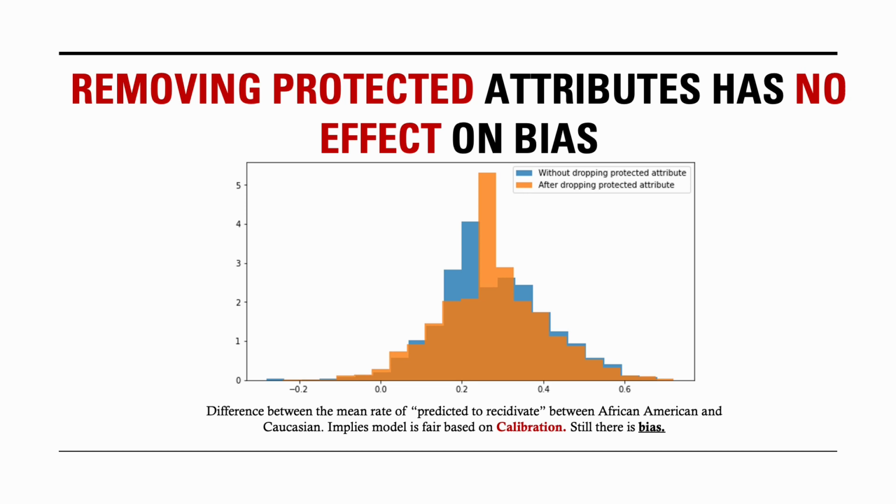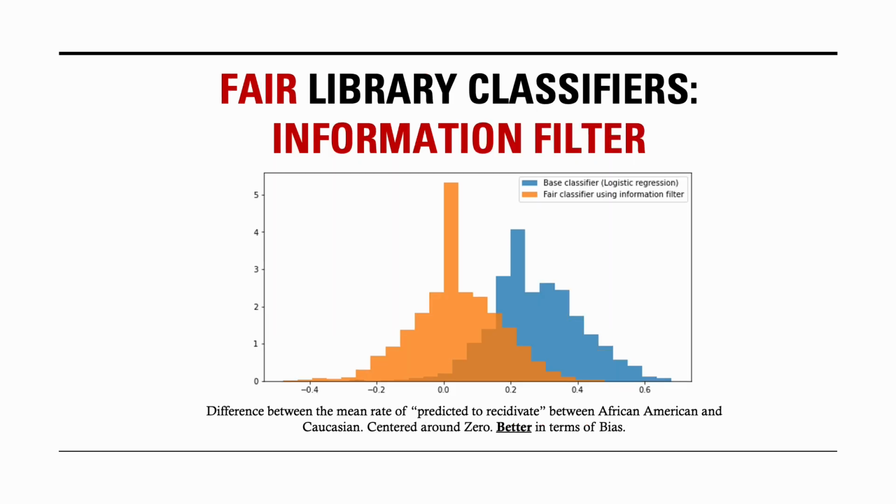As we can see, there is no real difference in performance between these 2 models. This shows that our model satisfies the calibration definition of fairness, but it might still be biased in the original ProPublica sense. The next thing to try was using information filters, which is a library function from skLego.